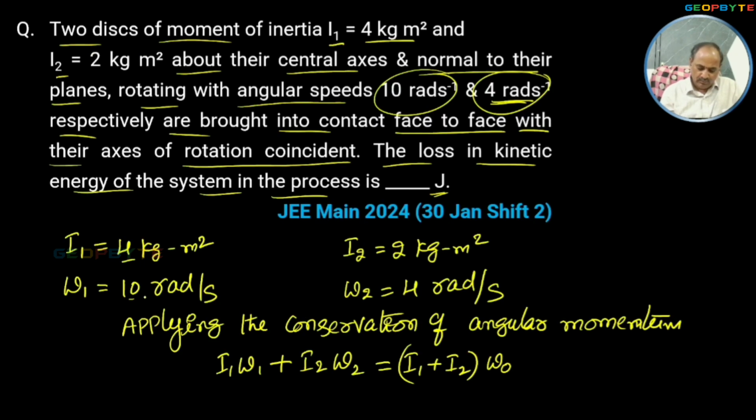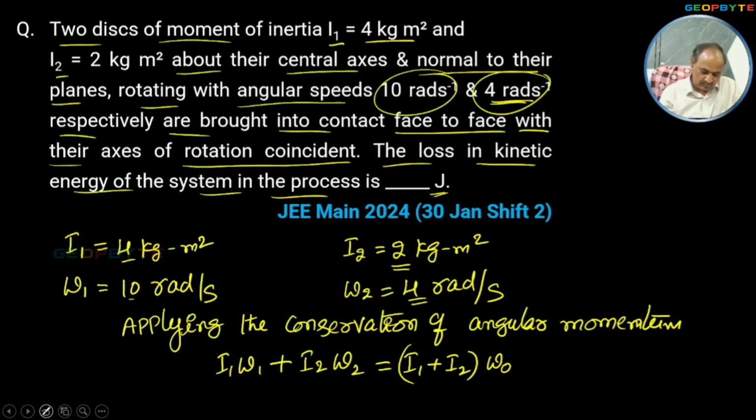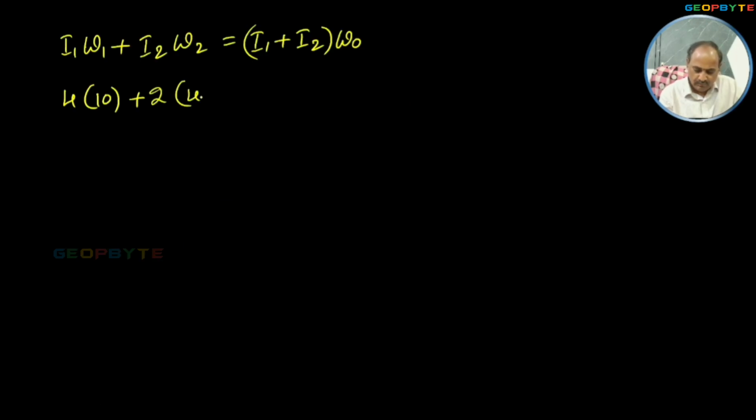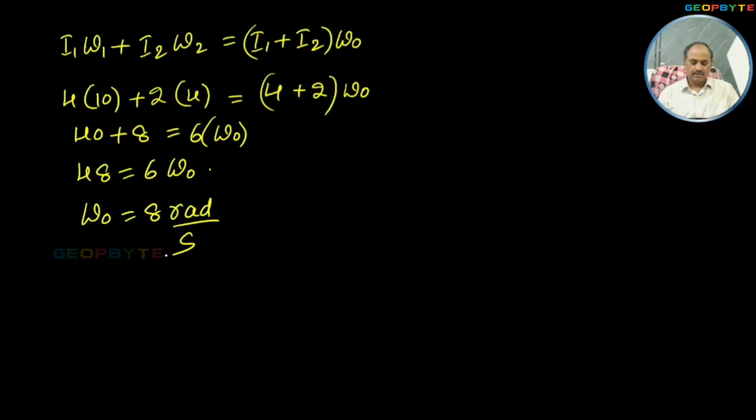So I1 omega 1 plus I2 omega 2 is equal to I1 plus I2 into omega naught. That is 4 into 10 plus 2 into 4 is equal to 4 plus 2 into omega naught. It is 40 plus 8 is equal to 6 omega naught, so 48 is equal to 6 omega naught. From this I can decide that omega naught equals 8 radians per second. So that is the combined system angular velocity.